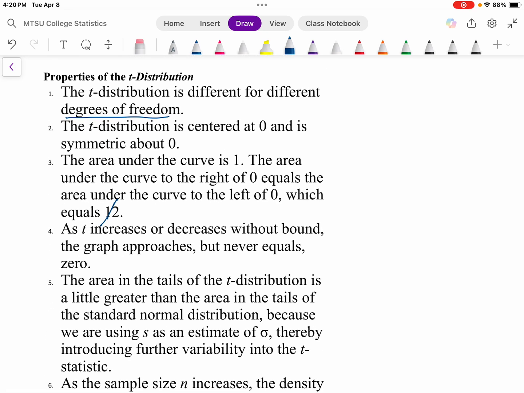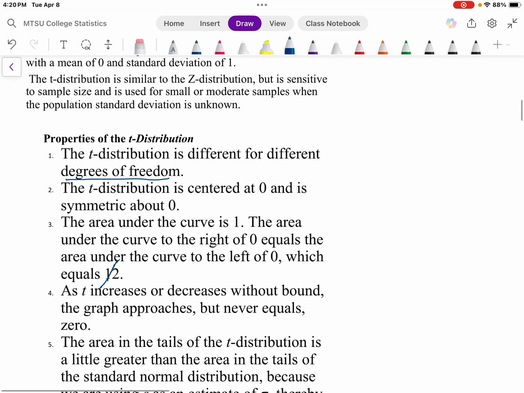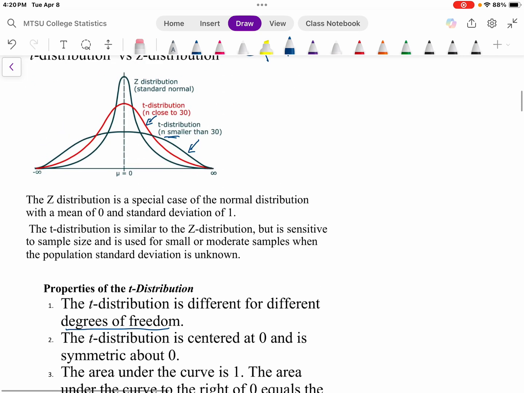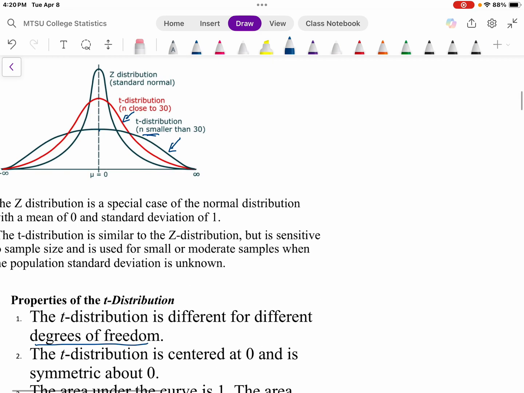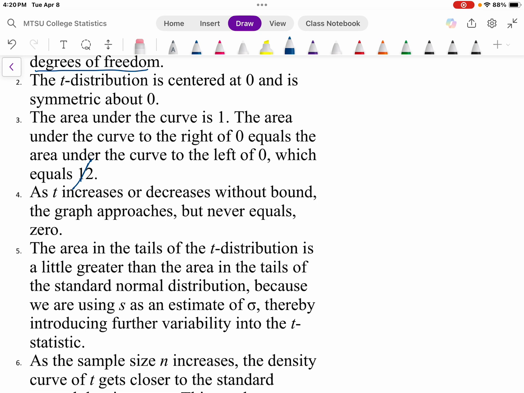As t increases or decreases without bounds, meaning as I go out to the left and the right of my graph, what ends up happening is, as we go out to the side, we get closer and closer to the horizontal axis, but we never really touch it. That's what that's referring to. As t increases, we get closer and closer to the far outside edges.